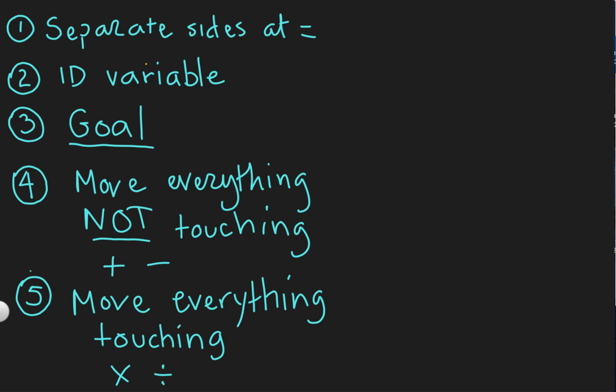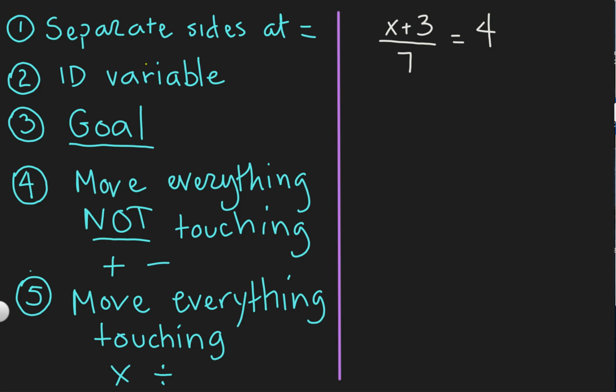I think we've got one more example out here. Oh, 2 more examples. So if you notice here, we've got a fraction. So this is going to be slightly different in our process. We're still going to separate the sides. We still know that we want to get the x by itself.